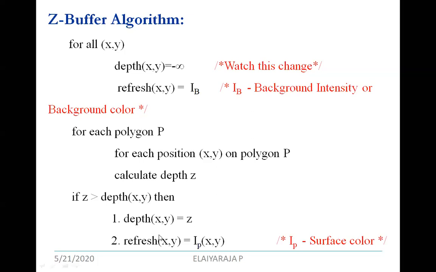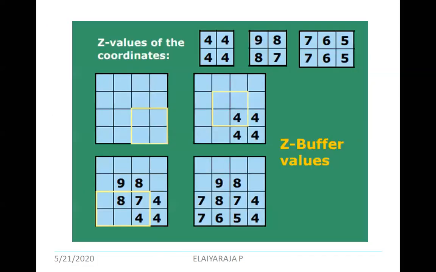Then you fill the surface color for that particular pixel, because that pixel has already been processed by your Z-buffer algorithm. Then you move on to the next pixel. Is it clear? So I will give you one example.